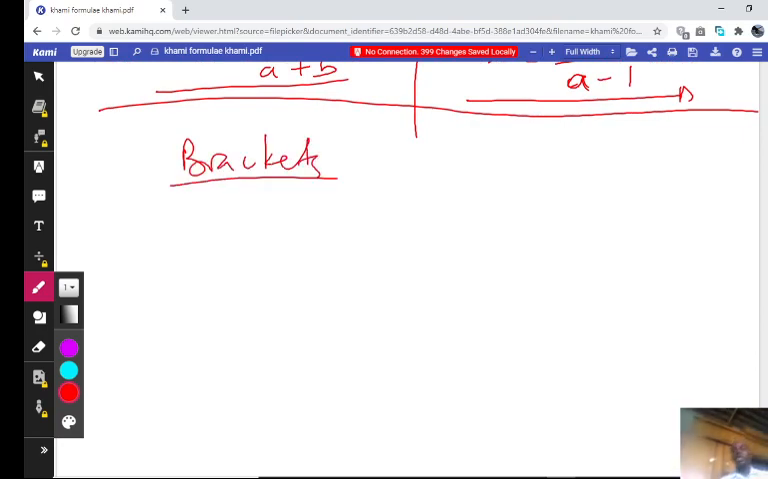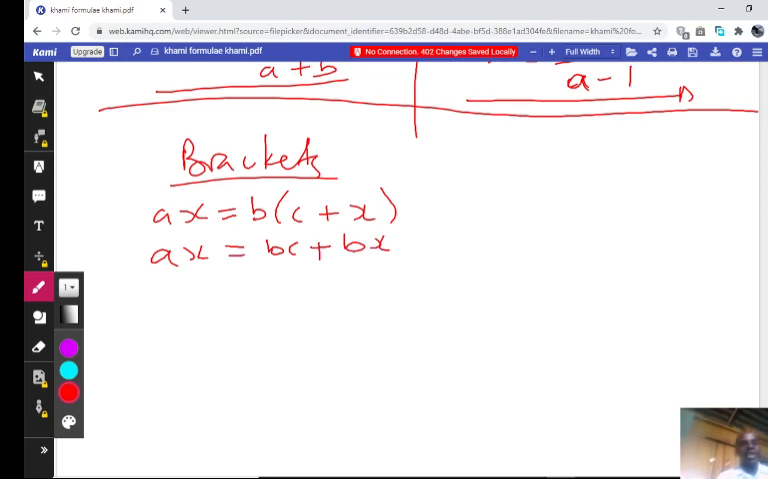So where there are brackets, what am I supposed to do? Example: ax is equal to b(c plus x). In this case, we want to make x subject of the formula. So first thing, you have to remove the brackets. Then after that, you can apply another type of formulae. So it will be ax is equal to bc plus bx. Then after removing the brackets, collect like terms. It will be ax minus bx is equal to bc.